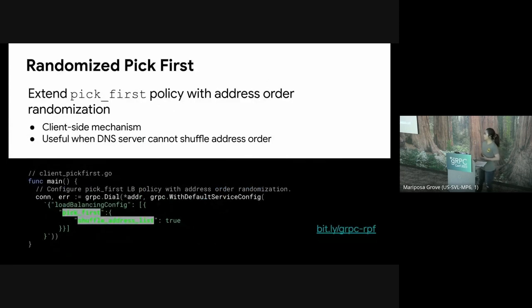The next one, randomized pick first. So we are extending the existing pick first policy with a flag to shuffle the address order that your name resolver returns. As you may know, pick first is a very straightforward policy, and just like its name, when the name resolver returns a list of addresses, we try to connect with the first one and then connect to the second one if the first attempt failed. Pick first is commonly used with a DNS server shuffling the address order. In some cases where your DNS server can't support shuffle or randomization, you can simply flip the flag, shuffle address list, in your gRPC code, and we will do that for you.